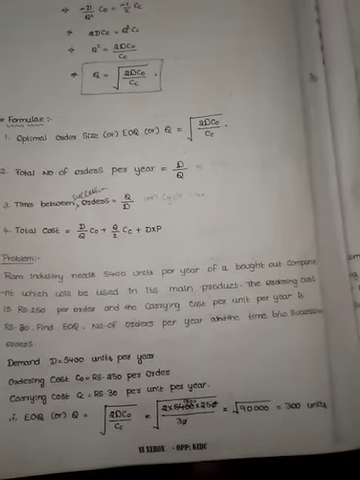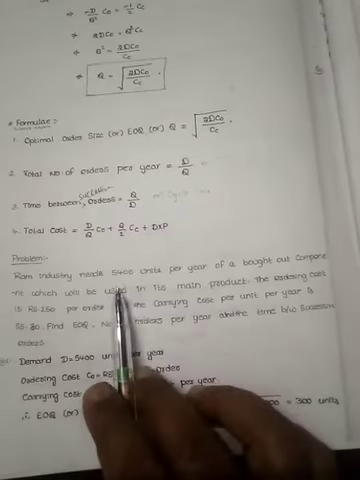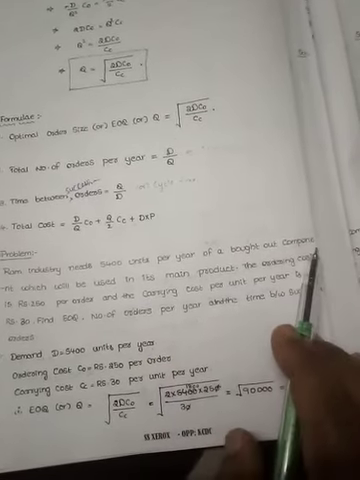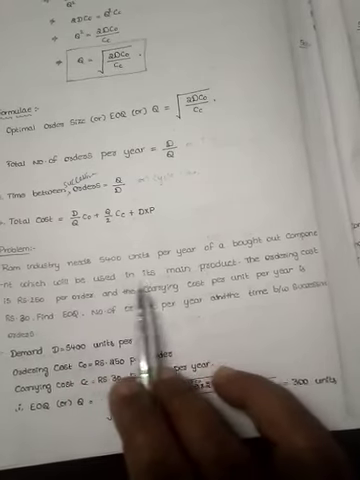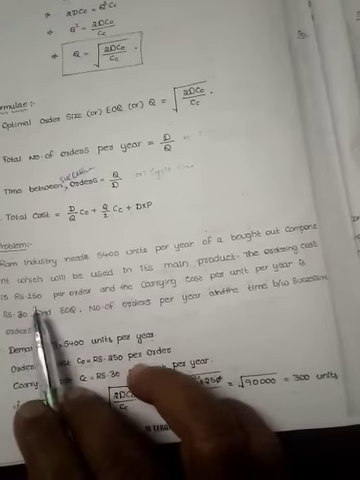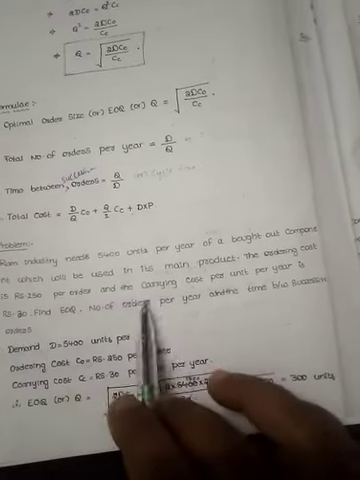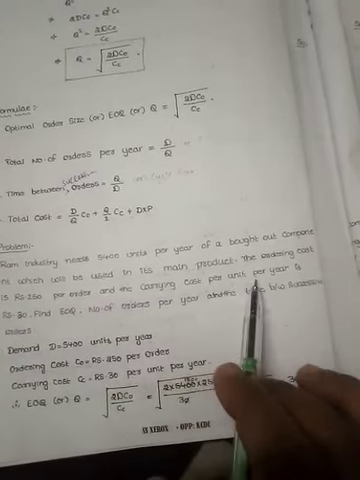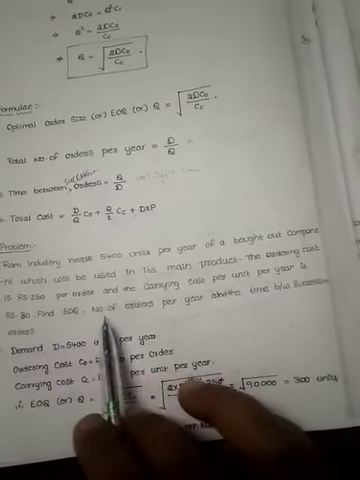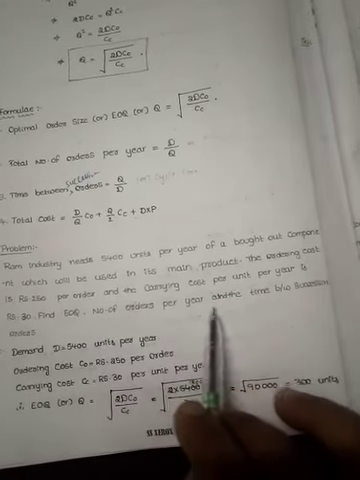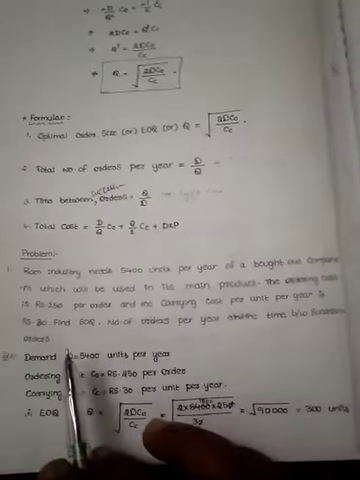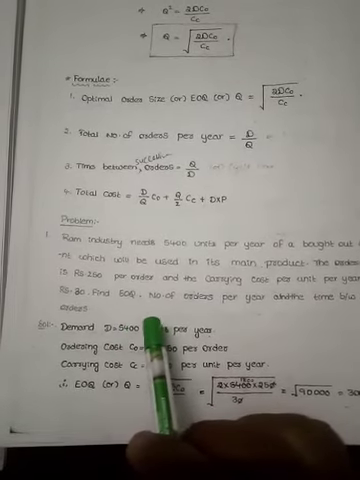See here. RAM industry needs 5,400 units per year of a bought out component which will be used in its main product. The ordering cost is 250 rupees per order and the carrying cost per unit per year is 30 rupees. Find EOQ, the number of orders per year and the time between successive orders. Let's see the solution here.